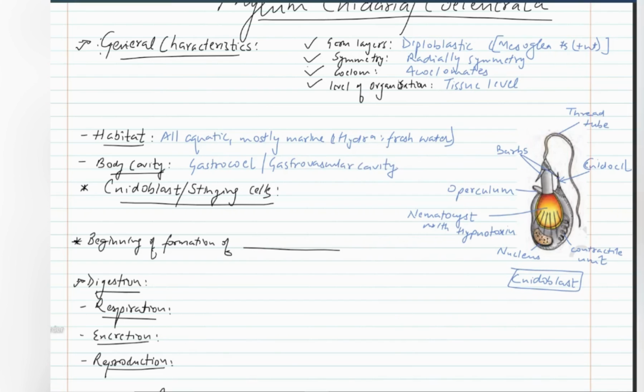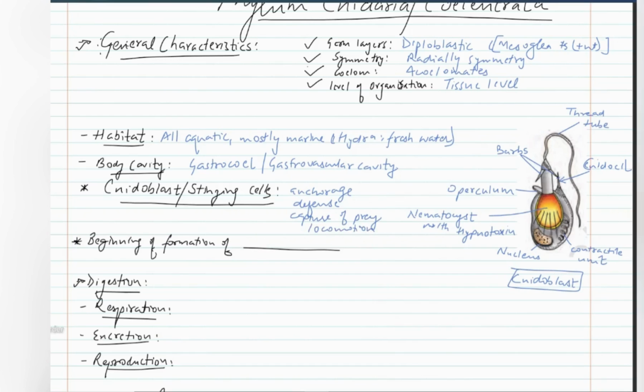Now the name Cnidaria is due to the presence of a special type of cells called stinging cells or cnidoblasts. Stinging cells or cnidoblasts are used for anchorage, defense, and for capture of prey, and can also be used for locomotion.